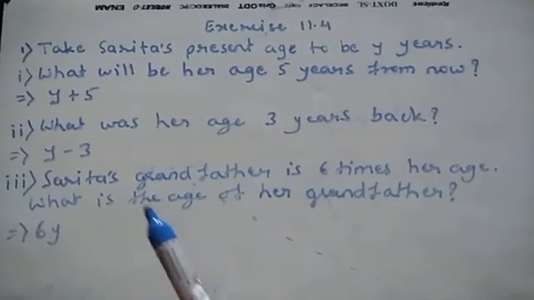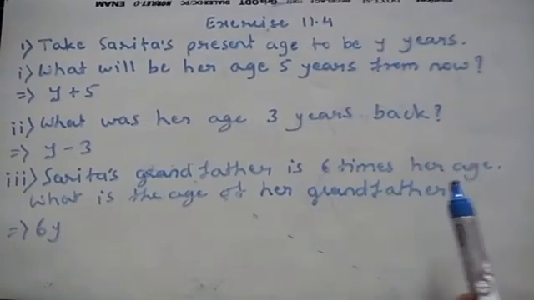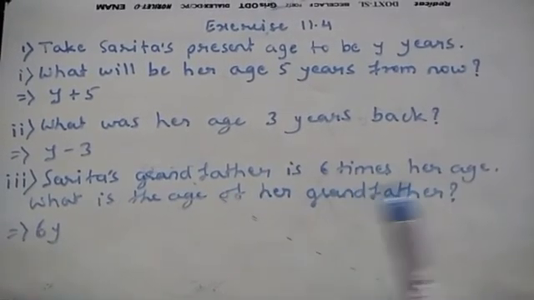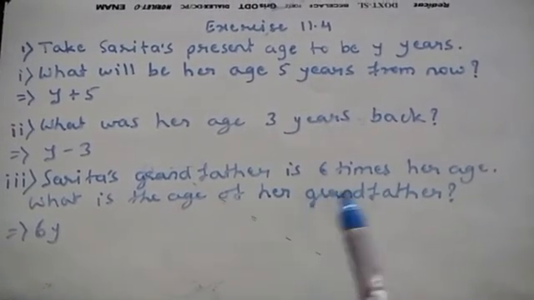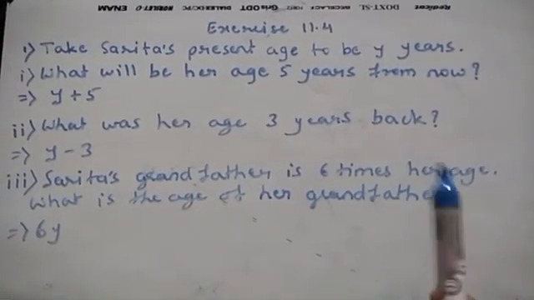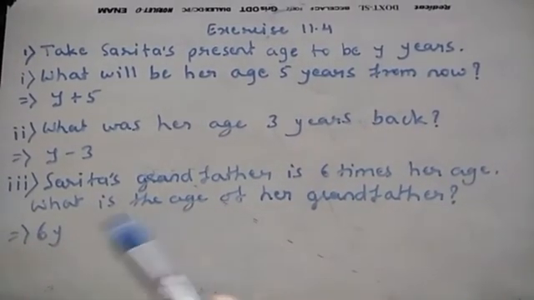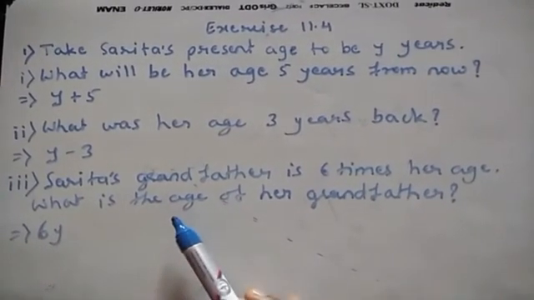Now one more question is asked in that only. Sarita's grandfather is 6 times her age. What is the age of her grandfather? So 6 times her age, and her age we know is y years. Therefore 6 times y years. 6y years will be the age of her grandfather.